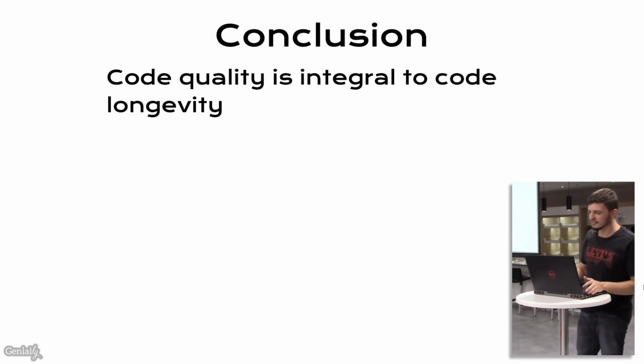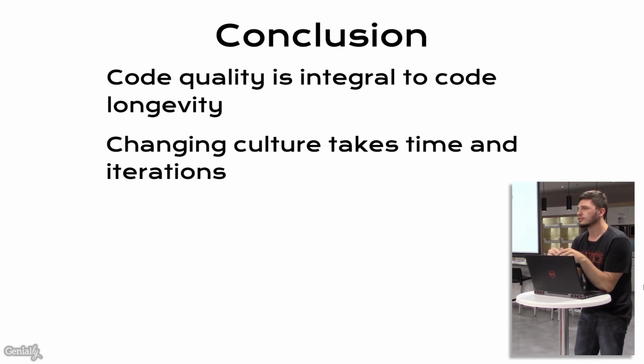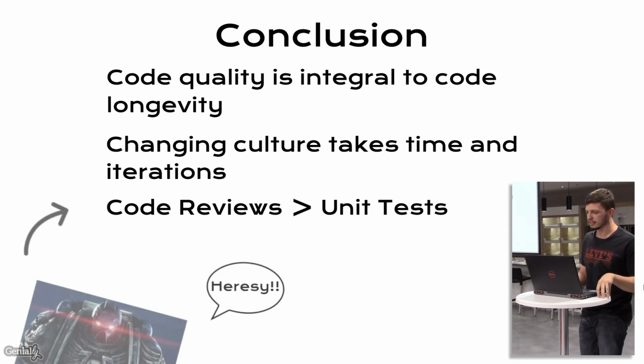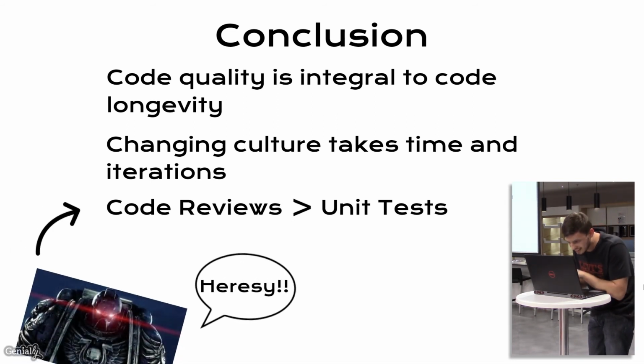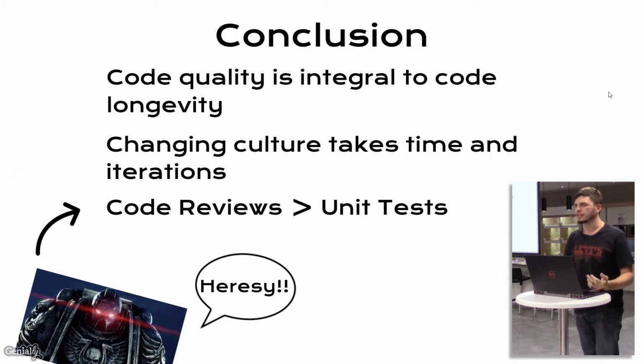Then now for the conclusion. I think code quality is very integral to every coding environment. It ensures the longevity of your code base, definitely. Then, changing culture takes time and iterations. Just like everything in Agile, you kind of need to work at it. It's not going to work from the first time, and you're probably going to struggle for like the first 2 months or so, but it'll get better.